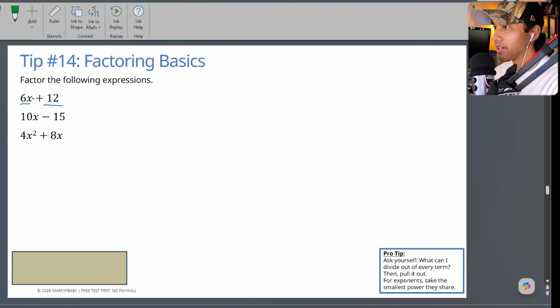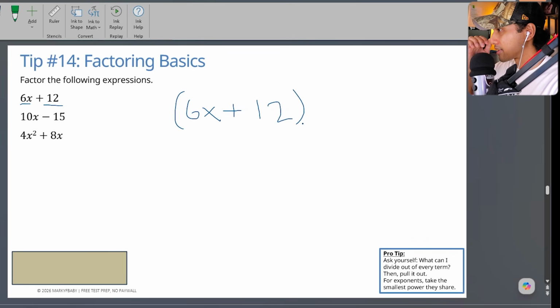Well, in this case, a 6 could be pulled out because we get 6x plus 12. I'm going to do it in parentheses just to show you what's going on. There are 2 terms, right? And we can actually only work with one term, which is the numbers. We can't work with the x's. So I'm just going to put an underline over there. So this is what's happening, okay?